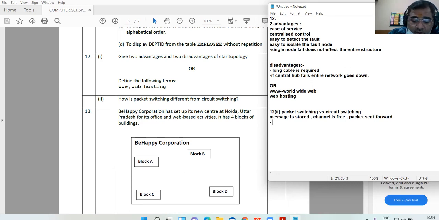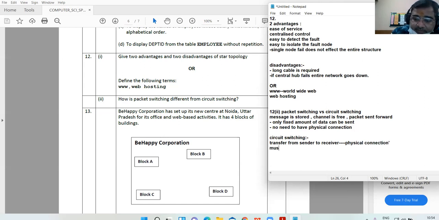But only a fixed amount of data can be sent. And in the case of packet switching, no need to have physical connection. But when it comes to circuit switching, before any data is transferred from sender to receiver, physical connection must be established. Okay, got it?